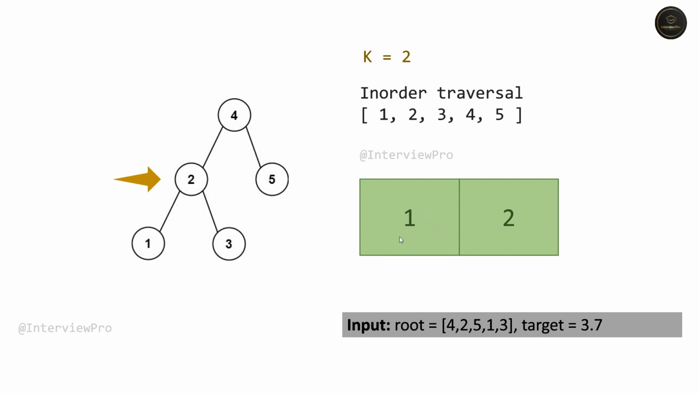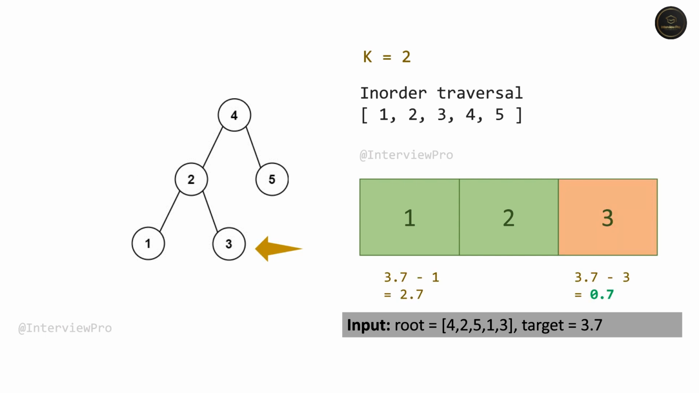The size of the queue was 1, which is less than k. So there is a place for one more element. So add 2 to the queue. Then we move to the right of 2. Our queue is already full. It is of size 2. We cannot accommodate one more element.